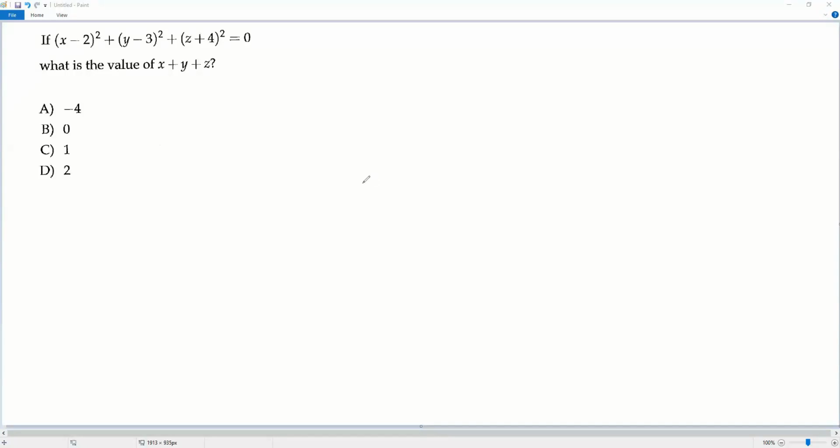If (x − 2)² + (y − 3)² + (z + 4)² = 0, what is the value of x + y + z? And we have 4 options for this one. Okay, before we start solving this question, let us look at some stuff which is connected to this one.